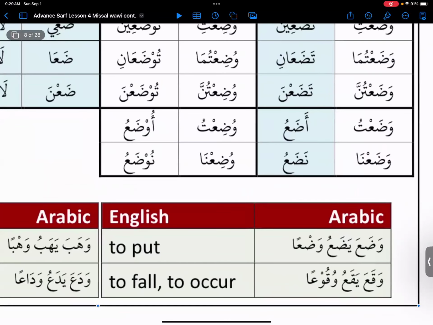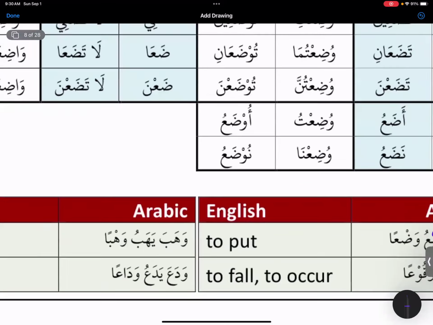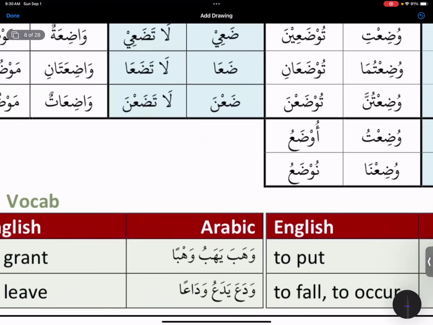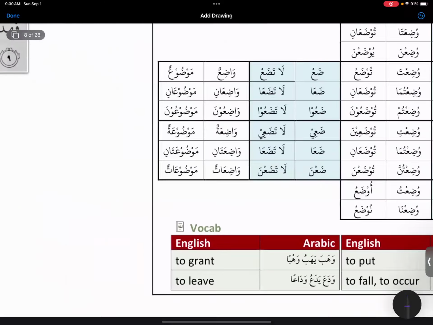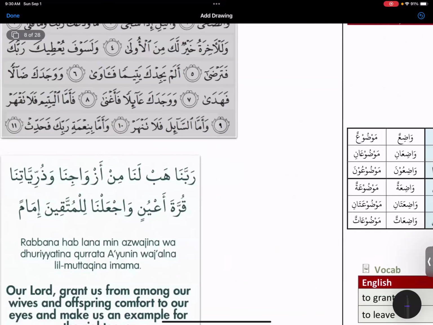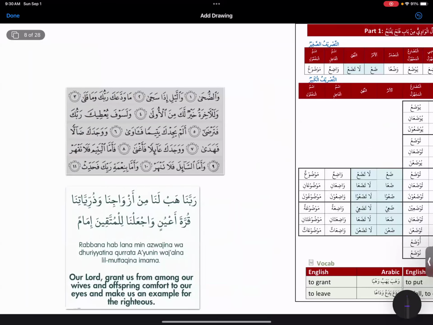Fataha Yaftahu. We have Fataha over here, and in Mudari, we have Fataha on the middle root letter. We check the middle root letter. Waqa'a yaqa'u. Same. Wahaba yahabu. Same, right? Wada'a yada'u. Same. And then Wahaba, we have a beautiful dua, right?